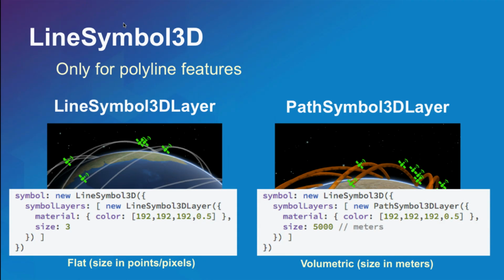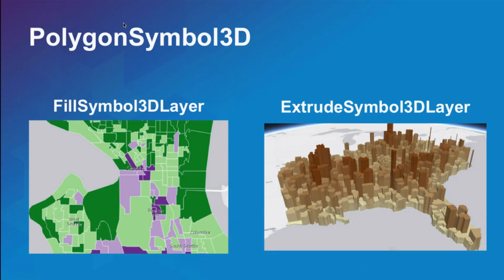They're not as complicated, you might say, as the point symbol 3D resources or symbol layers, because you don't have those different shapes. It's either a path or a line, and the main thing to keep in mind is, again, the size. The size of that diameter on those tubes is 5,000 meters or 5 kilometers, and then you define the line symbol 3D in pixels or points.